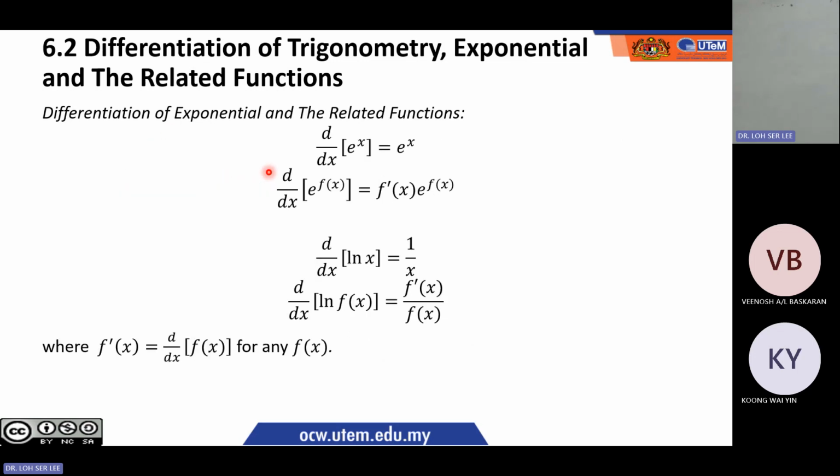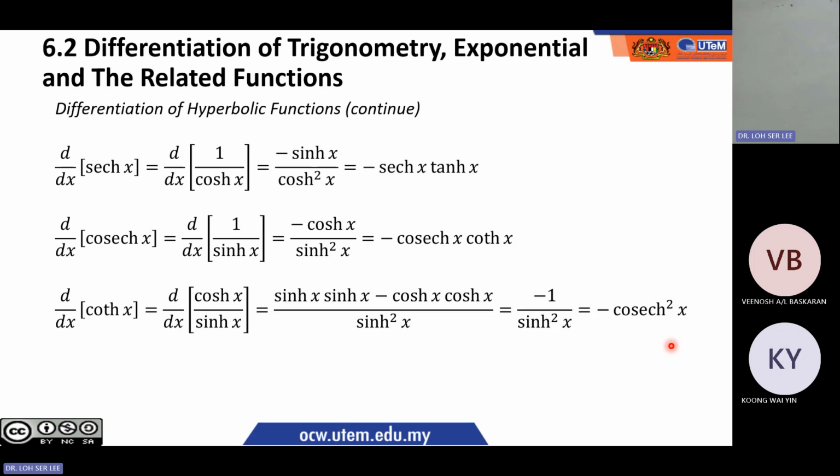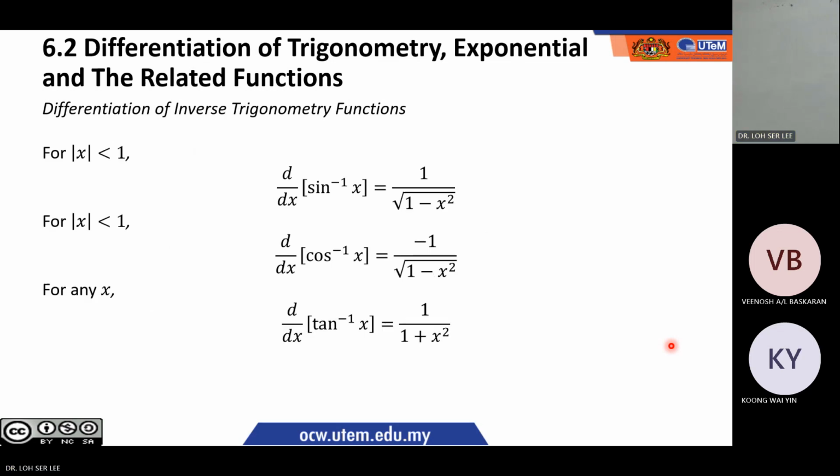But for the hyper functions, no matter whether you differentiate hypersine or hypercos, you get both positive. And when you differentiate hypertan x, you get hypersecant squared. These are the formulas that you can refer to.